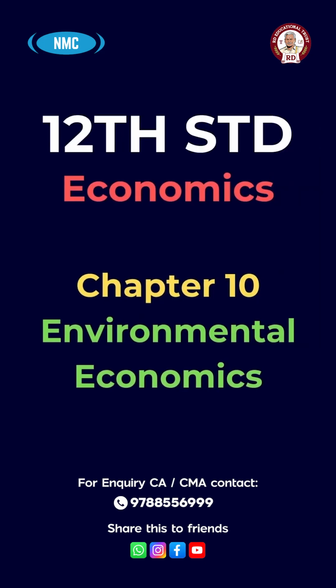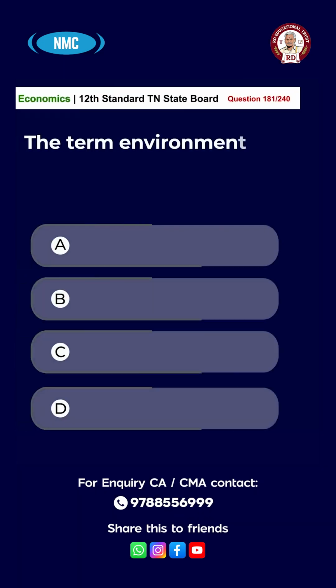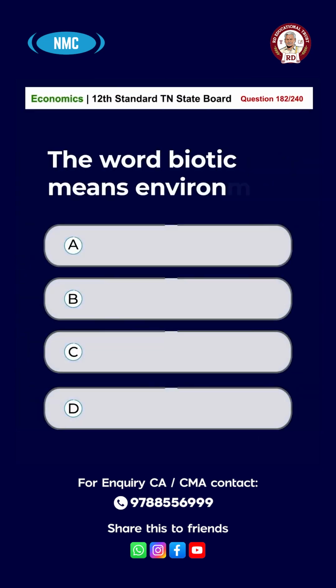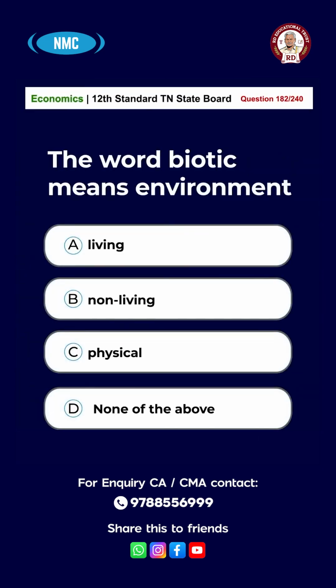Chapter 10, Environmental Economics. Question number 181. The term environment has been derived from the French word A. Environ, B. Environs, C. Environia, D. Envir. The answer is option C. Environia.